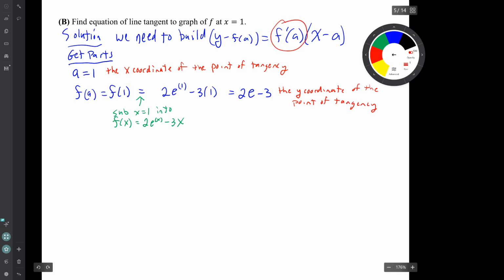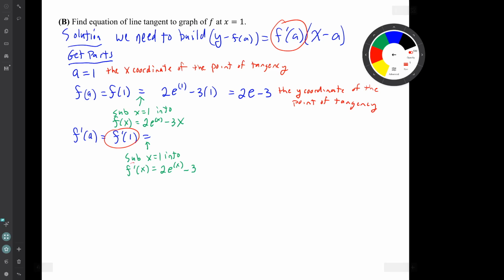Now we need to find that part. That means to substitute x equals a into f prime of x. But we've got f prime of x now. We did that in the previous part. Remember to be careful what function you use. We're supposed to find f prime(1), so we have to remind ourselves to use the formula for f prime(x), not f of x. So the result is that f prime(a) is 2e minus 3. That's weird. That's the same number we got for f of a. But this number down here is the slope of the tangent line.